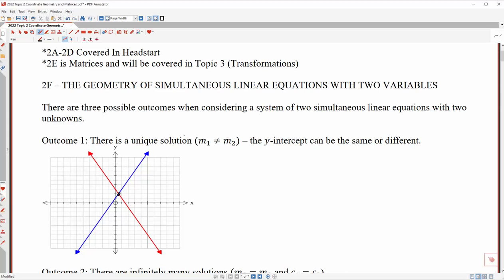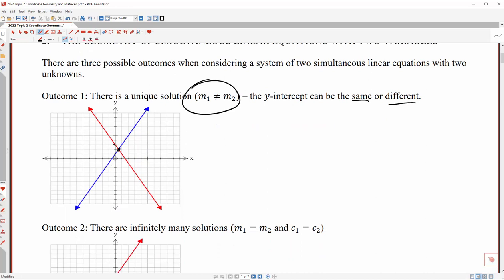To get a unique solution, there's only one thing that needs to happen, and that is that the gradients can't be the same. The minute the gradients are not the same, you are going to get a unique solution. And the y-intercept can be the same or it can be different. It doesn't really matter. Here they don't, or they do have the same y-intercept. So we're not too worried about the y-intercept, but we are worried about the gradients, and we want them to be different for outcome 1.